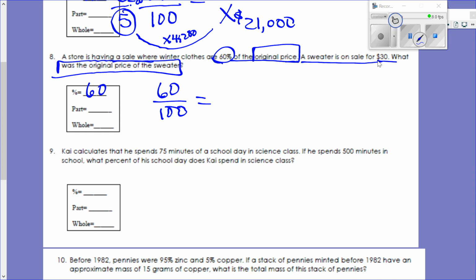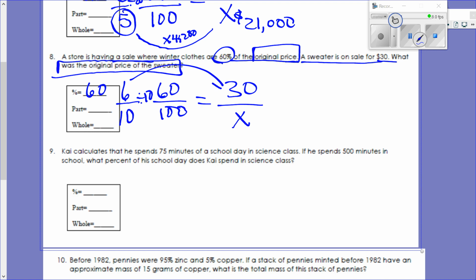Do I have a part or a whole, guys? A part. Why? It's on sale for this amount. Can I simplify this? Yes. How did I go from 6 to 30? Multiply by 5. Oh, now we're speaking up. So what was my original amount? 50. Good. You didn't have to fix that.